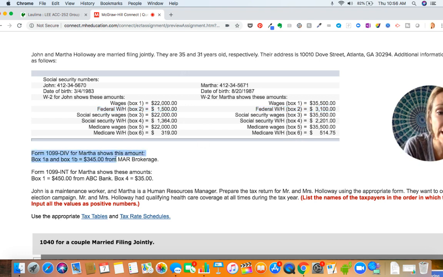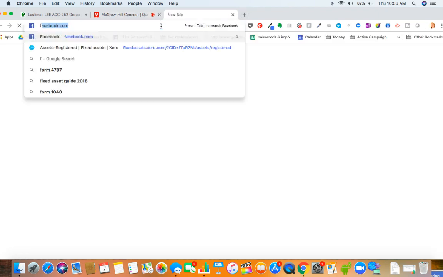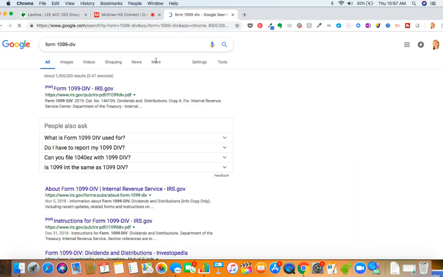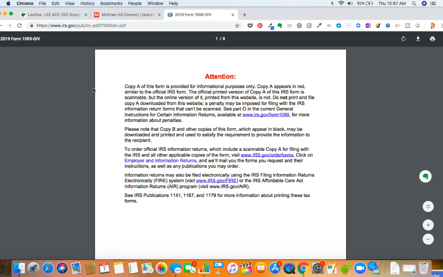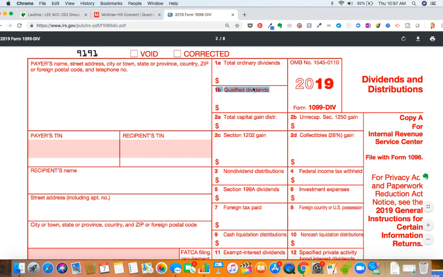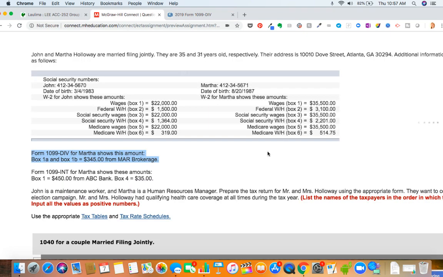Now we also have a Form 1099-DIV. Box 1A and 1B show 345 from Mar's brokerage. So what should you do in that situation? Open a Form 1099-DIV to see what those two boxes are, or you could open your book, but I think it's good to get used to pulling stuff up online. And so here you can see 1A is ordinary dividends and 1B is qualified dividends. So that means that these dividends are qualified.